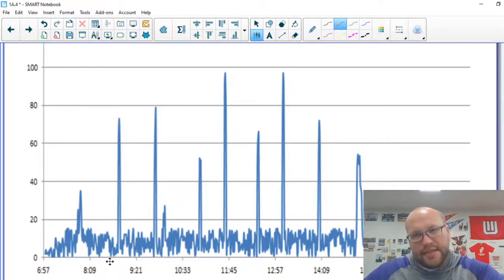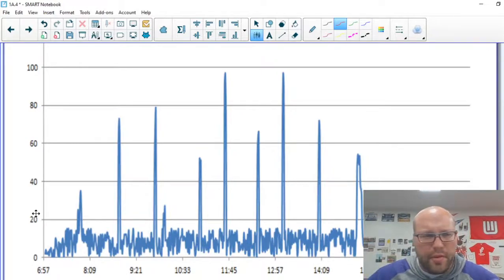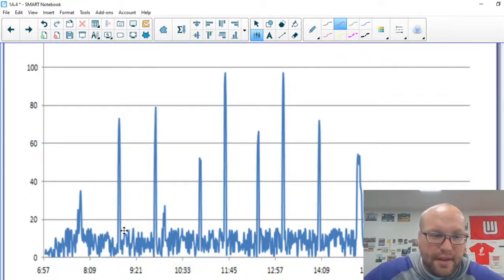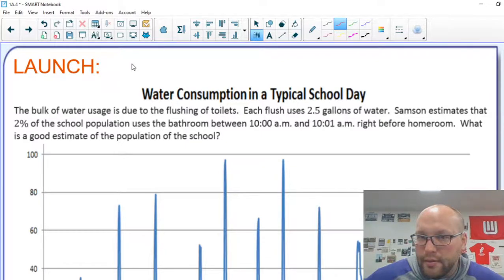The x-axis, we can see, is our time of day. The y-axis is left to interpretation, but through some conversations, we figured out that that's gallons used in that minute. So this peak right here talks about how many gallons are being used in that minute time frame. And we can see the spikes. We can make predictions that that's maybe passing times, toilet flushes, and all those kinds of things. So let's jump into figuring some things out.